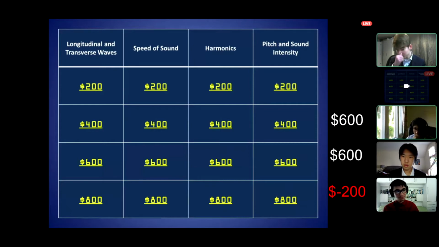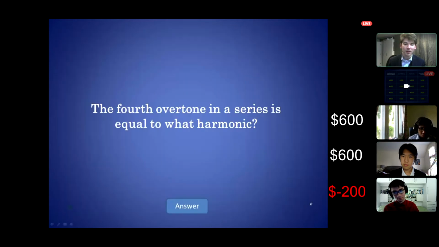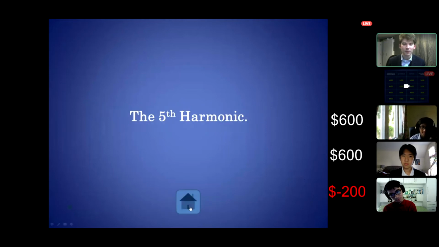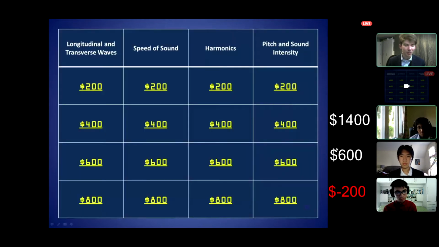I think I'm gonna take harmonics for 800. Harmonics for 800. The fourth overtone in a series is equal to what harmonic? The fifth harmonic. The fifth harmonic, that is correct.